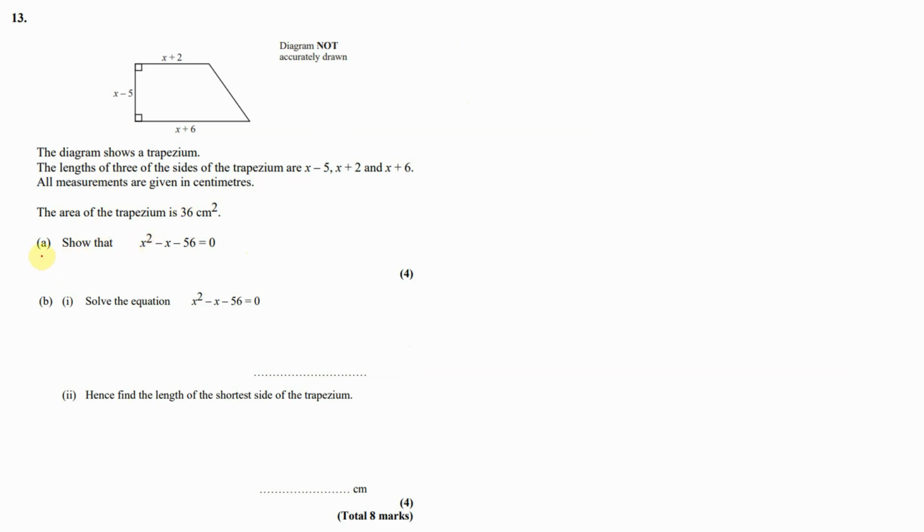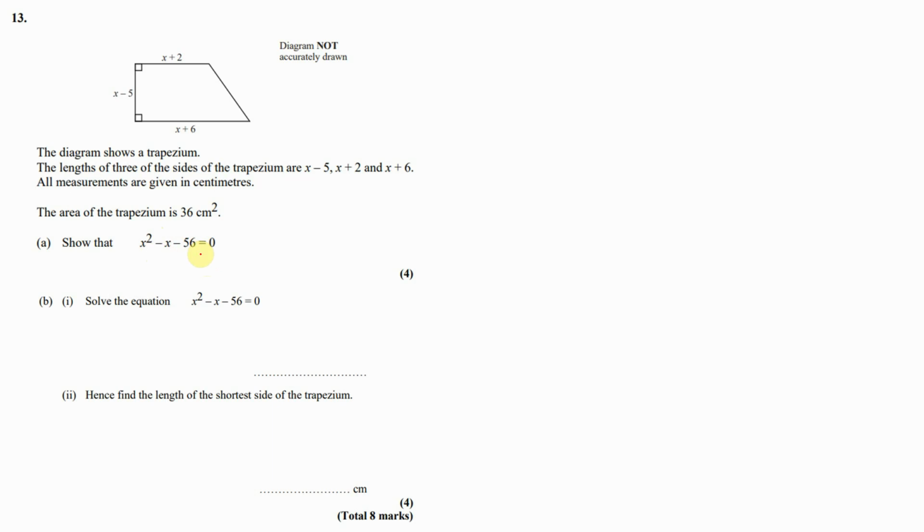So first of all, we just want to show that x squared minus x minus 56 equals 0. When we get given a show that question, you don't ever want to use this in your working. You want that to be your final line of working, and that is it. If you use this in your working, you automatically will just get 0 marks because you've not shown that. You can't use something to show something.